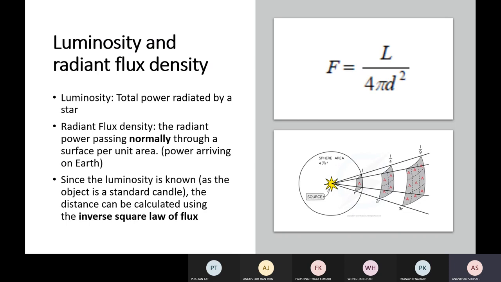Since the luminosity is known for the standard candles, Cepheid star and supernova, the distance can be calculated using this equation. This is called the inverse square law. The flux is inversely proportional to the square of the distance. You know this, right? The further the star, the smaller the flux will be.